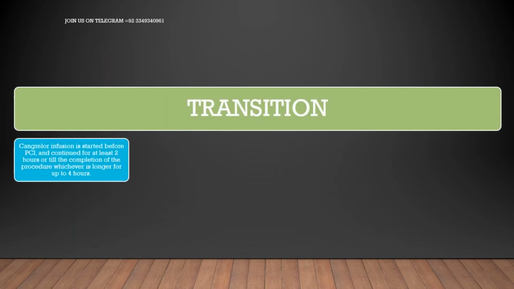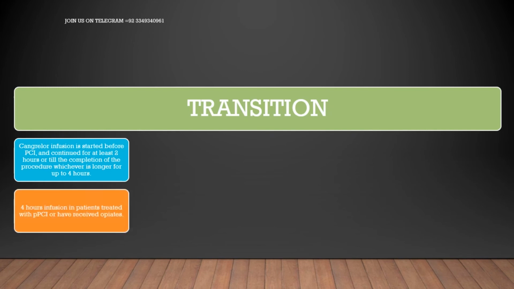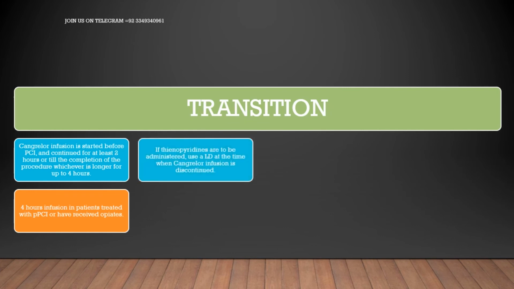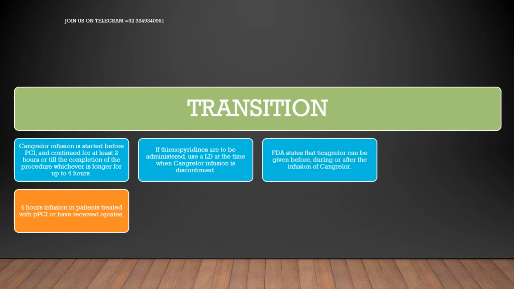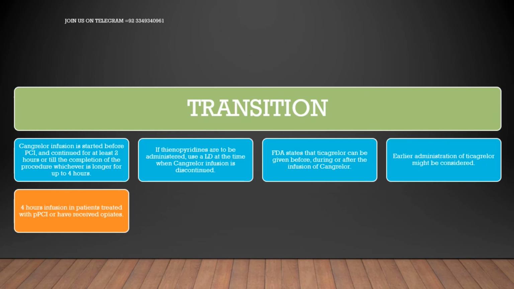Transition. Cangrelor infusion is started before PCI and continued for at least 2 hours or till the completion of the procedure, whichever is longer, for up to 4 hours. 4 hours infusion in patients treated with primary PCI or have received opiates. If thienopyridines are to be administered, use a loading dose at the time when cangrelor infusion is discontinued. FDA states that ticagrelor can be given before, during, or after the infusion of cangrelor. Early administration of ticagrelor might be considered.